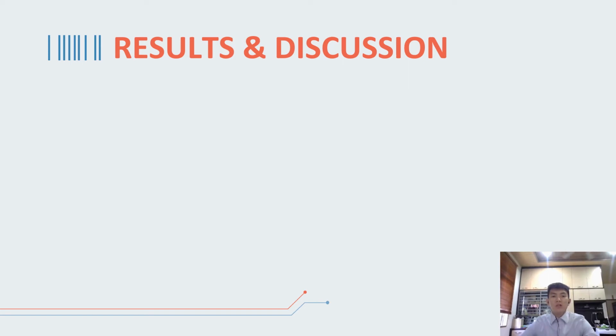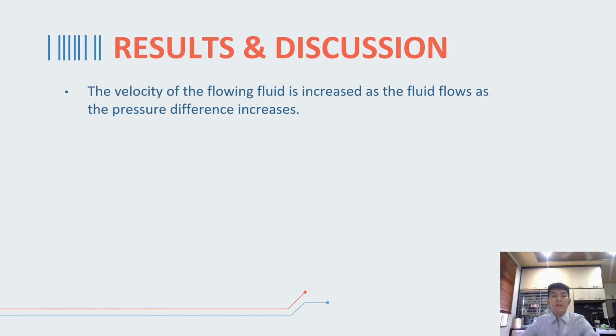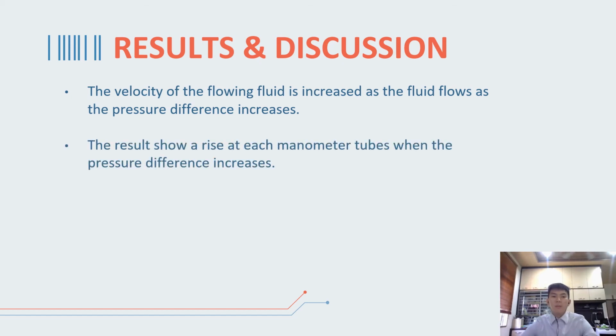We have come to the discussion part of this experiment. Based on the calculations made after the experiment, the velocity of the flowing fluid increases as the fluid flows from a wider to a narrower pipe. The result shows a rise in the manometer tube when the pressure difference increases. This is shown in all the result tables, where the velocity of the water that flows in a tapered duct increases as the duct area decreases.